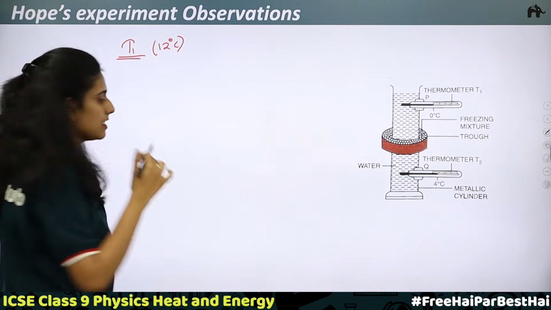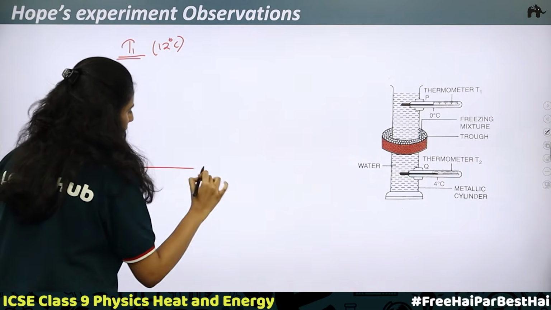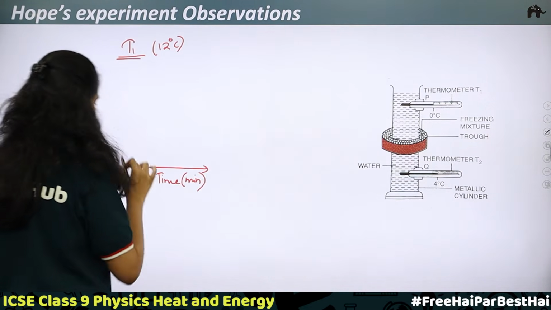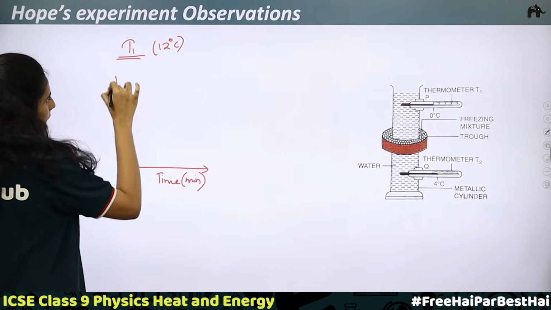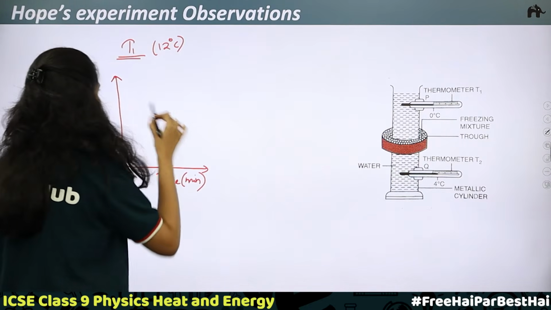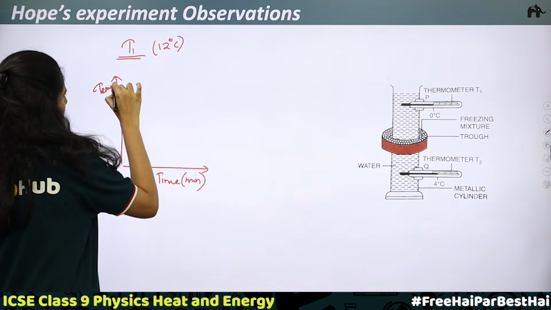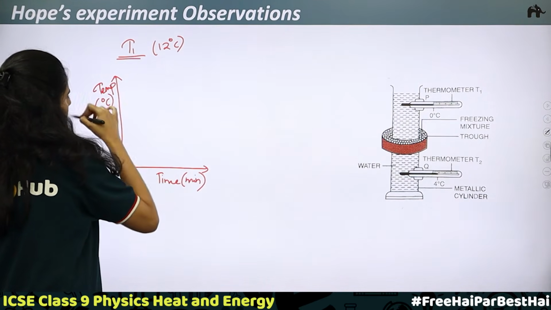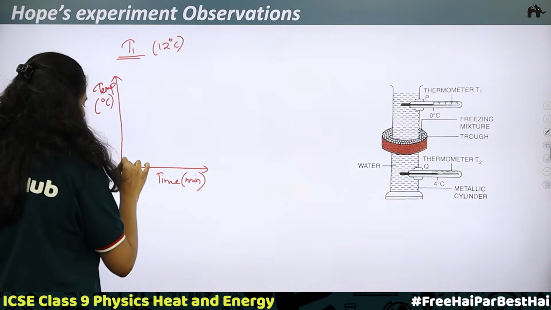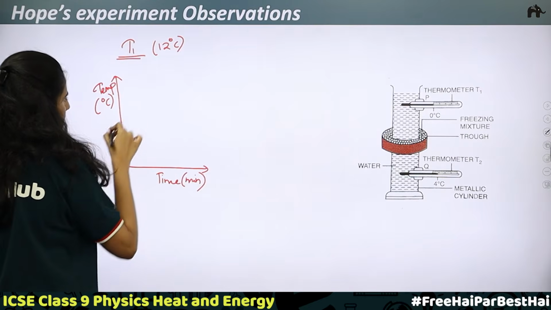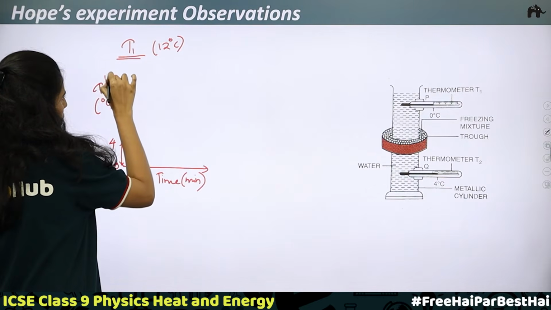Okay, 12 degrees Celsius is the room temperature. Now, we are taking time in minutes along the x-axis and along the y-axis we are having temperature in degrees Celsius. Here you will be having 0 degrees Celsius, here you will have 4 degrees Celsius, and somewhere here you will be having 12 degrees Celsius.